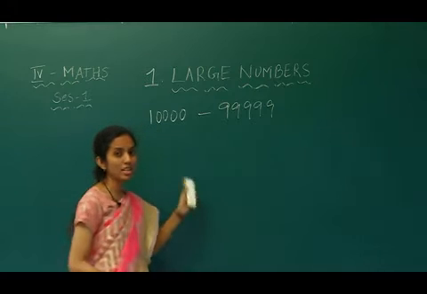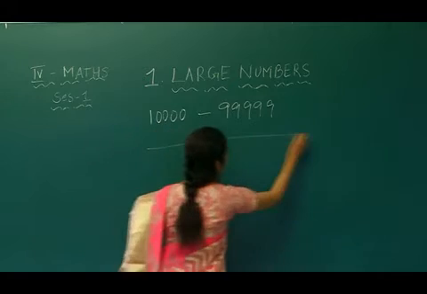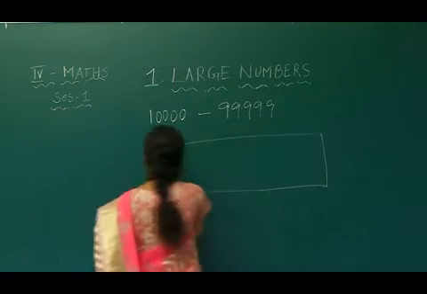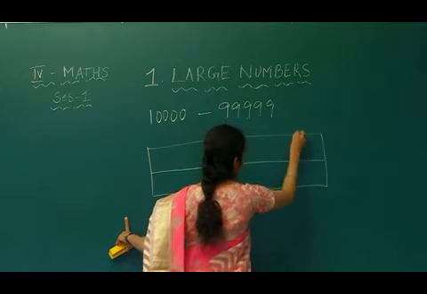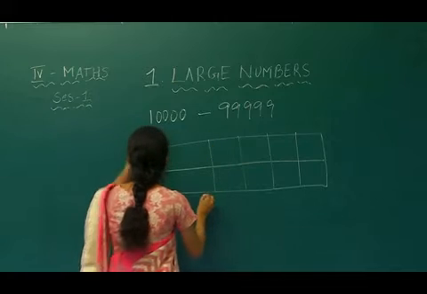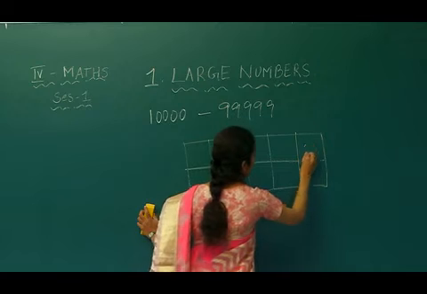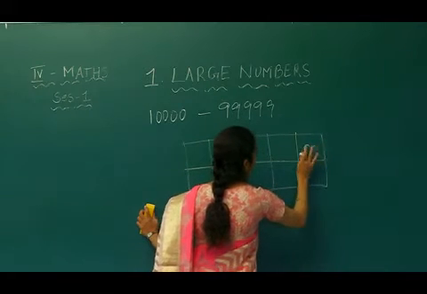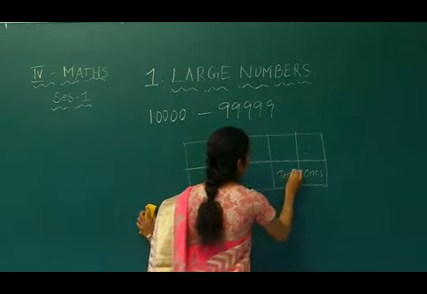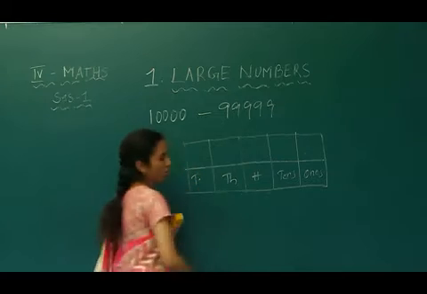So where is this number placed in our place value chart? So the place value chart is this, where we write ones, tens, hundreds, thousands and 10,000s. So this is ones, tens, hundreds, thousands and 10,000s.